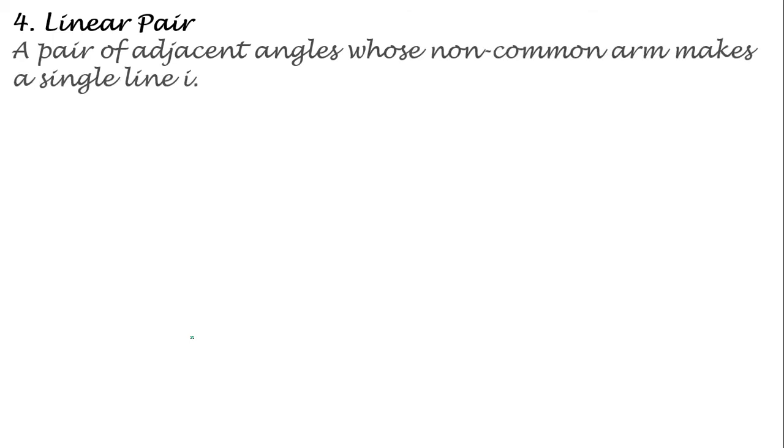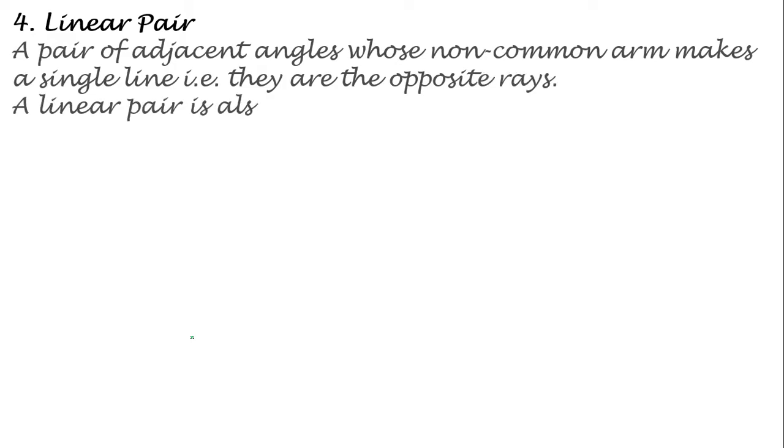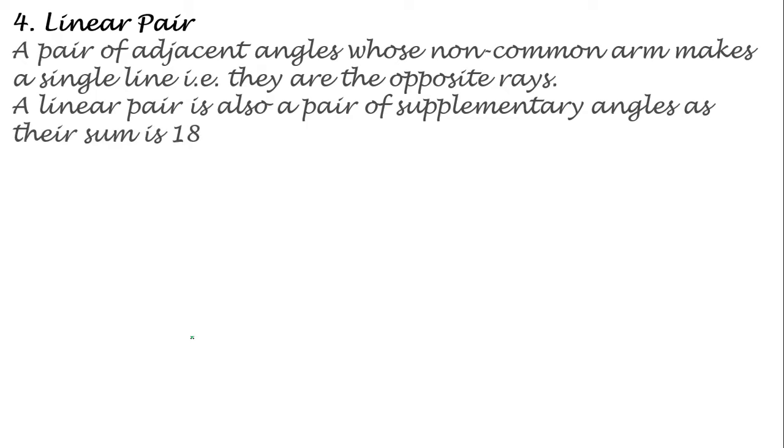Linear pair. A pair of adjacent angles whose non-common arms make a single line, that is, they are opposite rays. A linear pair is also a pair of supplementary angles as their sum is 180 degrees. A pair of angles, what is a linear pair? A pair of adjacent angles whose non-common arms make a single line.